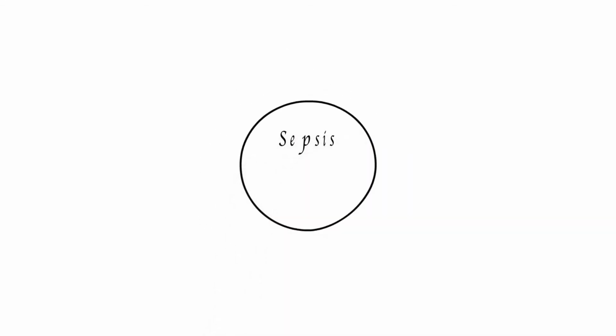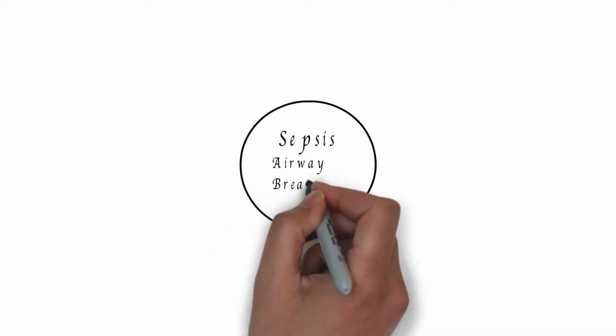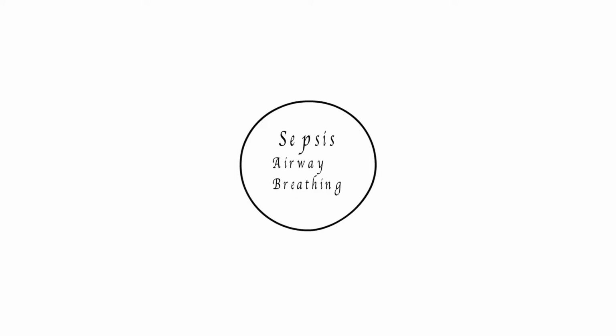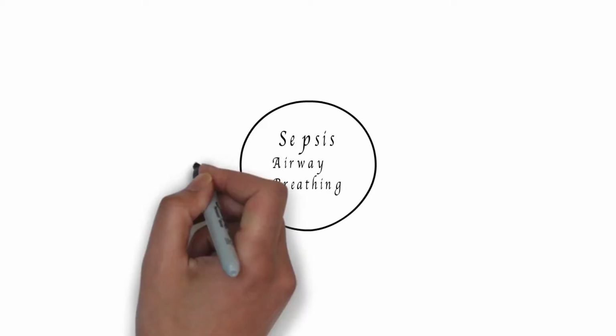Now we recognize that our patient has sepsis. What do we do next? Make sure patient's airway is patent and if breathing is alright or not. Give oxygen to patients who are in sepsis. If there is increased work of breathing, patient needs intubation and mechanical ventilation.